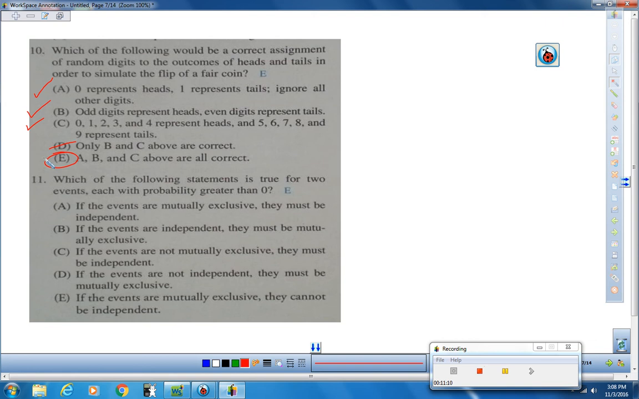Okay. Which of the following statements is true for 2 events, each with a probability greater than 0? If the events are mutually exclusive, they must be independent. This is a statement that's completely false. If the events are mutually exclusive, they cannot be independent. Mutually exclusive events do not intersect. There are 2 events, A and B, that cannot happen at the same time. Okay? Independent events always overlap.